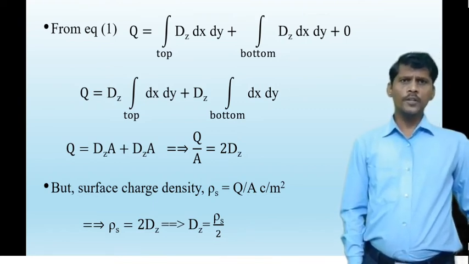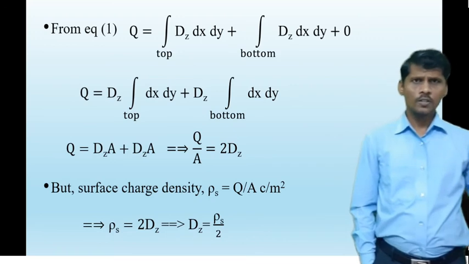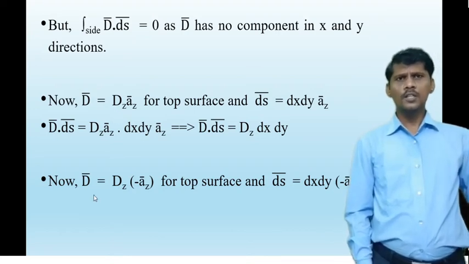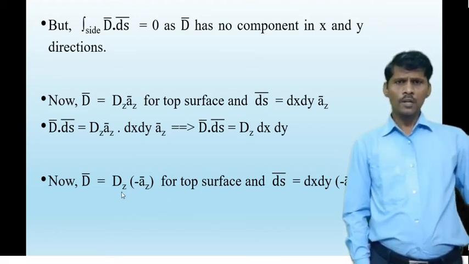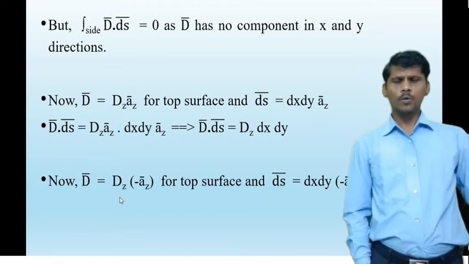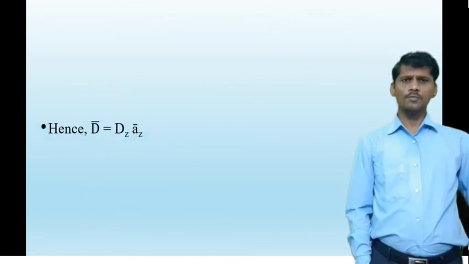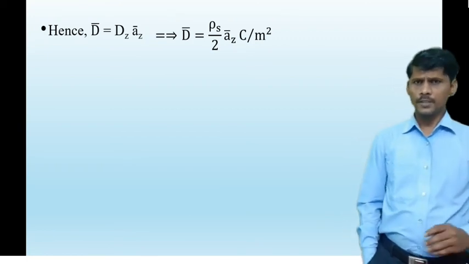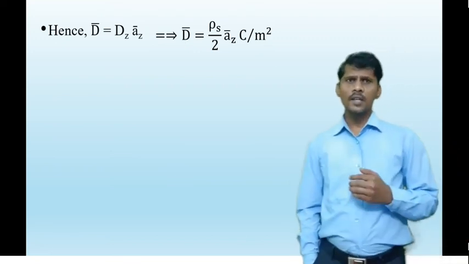Substitute the Dz value into the top of the surface and bottom of the surface electric flux density. What is the electric flux density at the top of the surface? D bar is equal to Dz into a_z bar. And for the bottom of the surface, what is the electric flux density? D bar is equal to minus Dz into a_z bar. Substituting the Dz value into the top and bottom expressions, we get the electric flux density D bar is equal to rho s by 2 into a_z bar coulombs per meter square for above the xy plane or top of the surface.